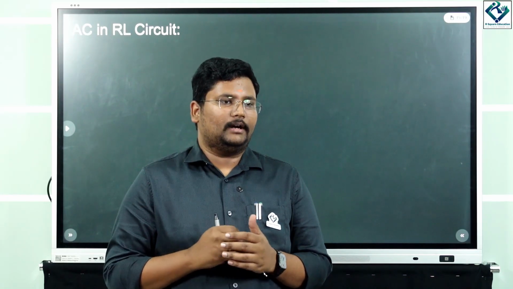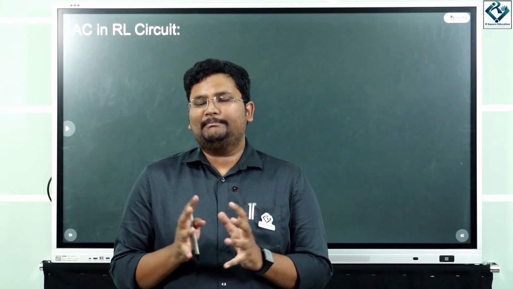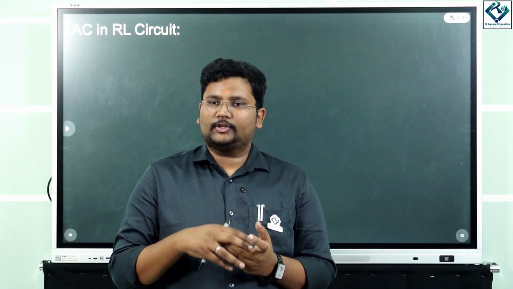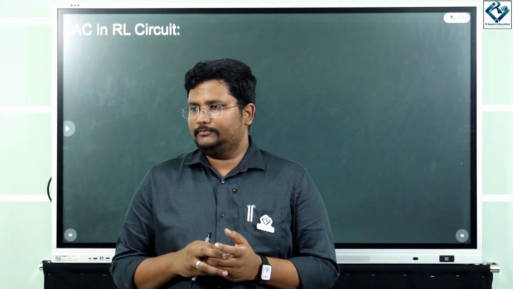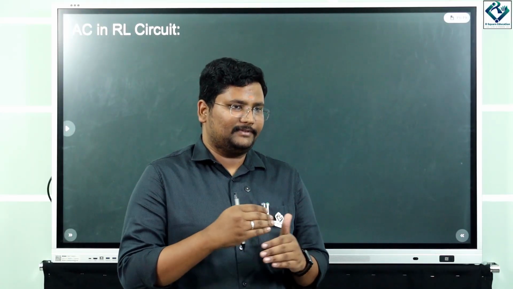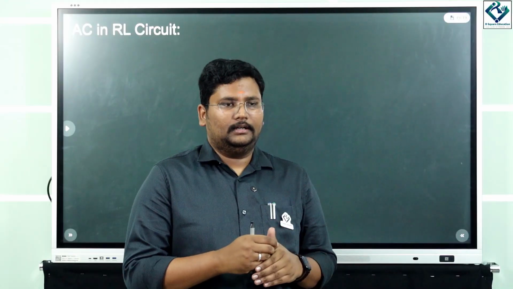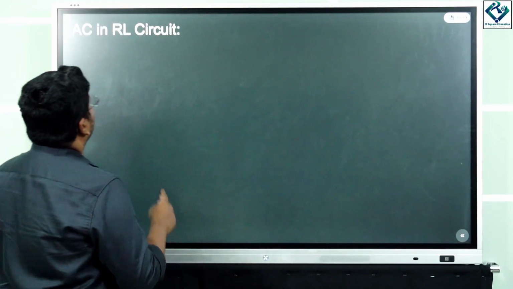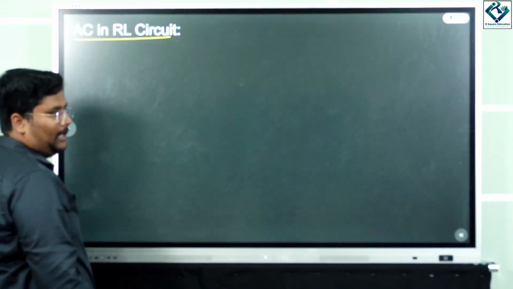Okay. So now what we are going to do is combine R and L, R and C, and also RLC together, and find out how much phase difference the current has with respect to the EMF. So to begin with, we are going to discuss AC in an RL circuit.